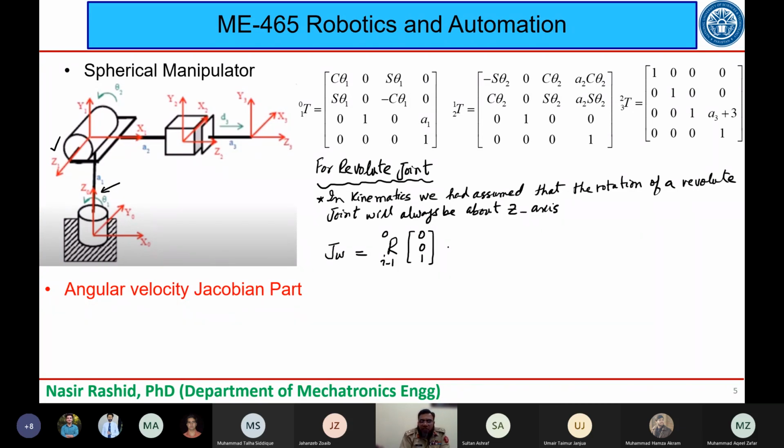Okay. So what will this give us? This is going to give us the last column of the rotation matrix. Last column of the 3 by 3 rotation matrix.